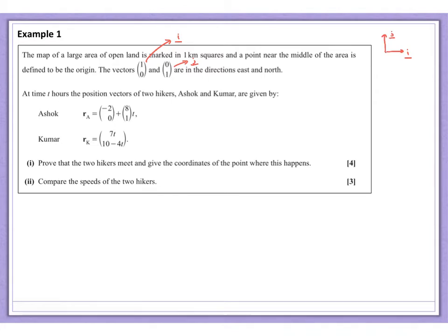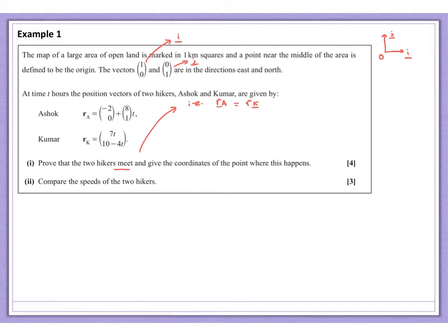At time t hours, the position vectors of two hikers, Ashok and Kumar, are given by these vectors here. So the position vector, remember it's a position relative to this origin, is dependent on the time. So, part 1, we have to prove that the two hikers meet and give the coordinates of the point where this happens. So, if the two hikers meet, there must exist a time t at which they have the same position, i.e. there must exist a t such that r_A is equal to r_K.